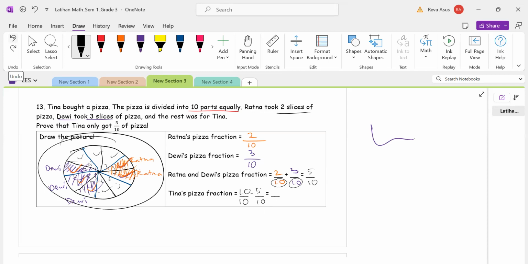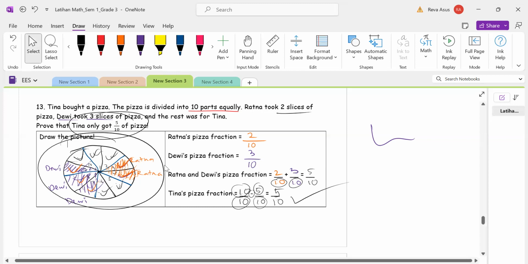So, as we can see here, the slices that belong to Tina are 1, 2, 3, 4, 5. So it is 5 out of 10 belonging to Tina. Or the fastest way here, because the bottom is the same, 10 and 10, we can just write 10 here. And then look at the top, we have 10 minus 5, it is 5. So it is proof. Tina only got 5 out of 10 of pizza.